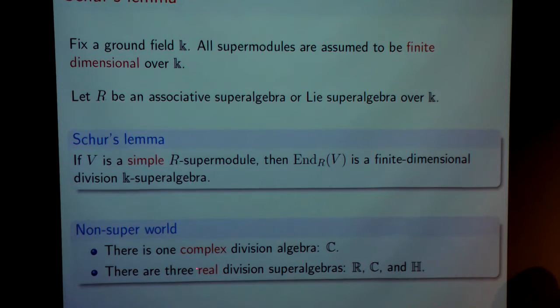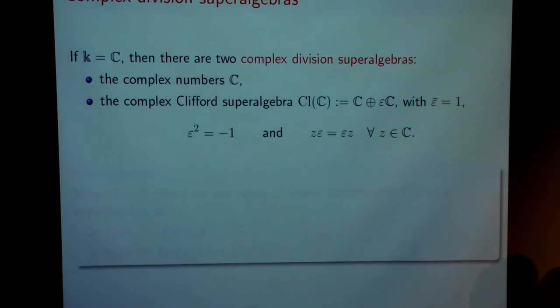If we work over real numbers, I should not have the word super here yet. So we're still in the non-super world. If we look over the real numbers, but non-super, then there are exactly three real division algebras. Those are the real numbers, the complex numbers, and the quaternions. So this trivial observation becomes a little bit more involved over real numbers, because those are the possibilities for endomorphism algebras of simple modules. And now let's go to the super world.